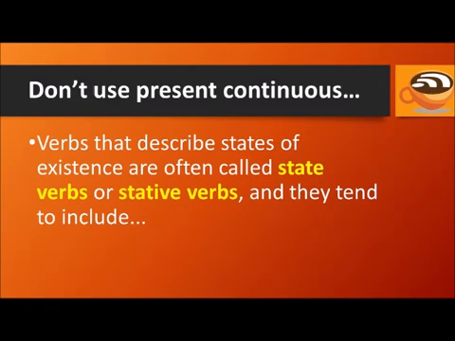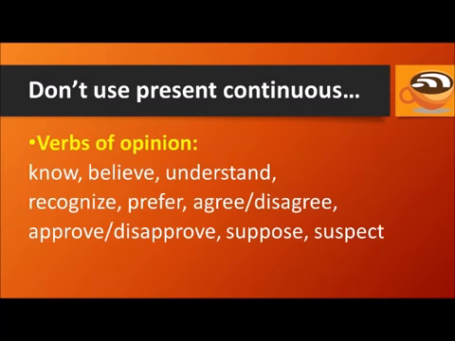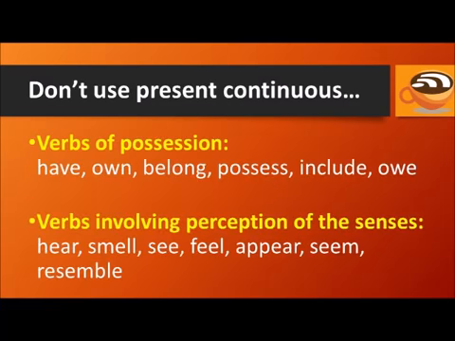Verbs that describe states of existence rather than actions are often called state verbs or stative verbs. They tend to include verbs of opinion, like know, believe, understand, recognize, prefer, agree and disagree, approve and disapprove, suppose and suspect. Verbs of possession, like have, own, belong, possess, include, and owe. Verbs involving perception of the senses, like hear, smell, see, feel, appear, seem, and resemble.